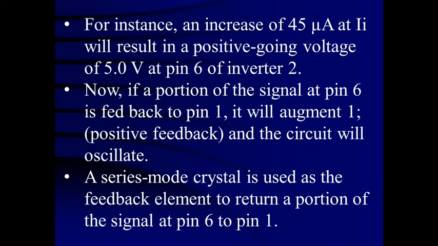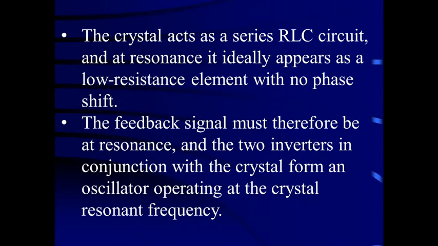Now, if a portion of the signal at pin number 6 is fed back to pin number 1, it will augment, that means positive feedback, and the circuit will oscillate. A series mode crystal is used as the feedback element to return a portion of the signal at pin number 6 to pin number 1. The crystal acts as a series RLC circuit, and at resonance it ideally appears as a low resistance element with no phase shift. You have already studied the RLC circuit in series resonance as well as in parallel resonance.